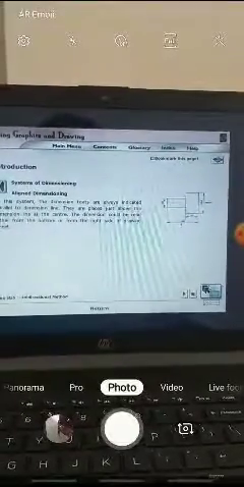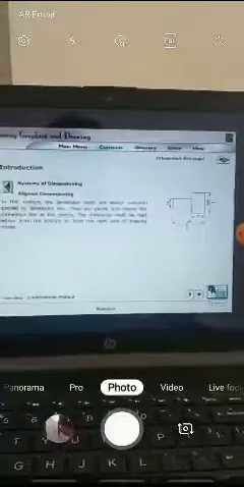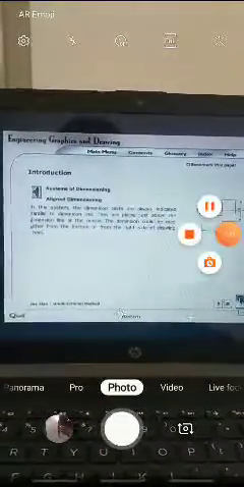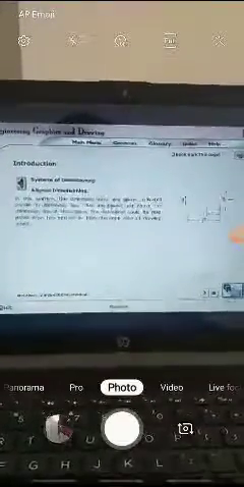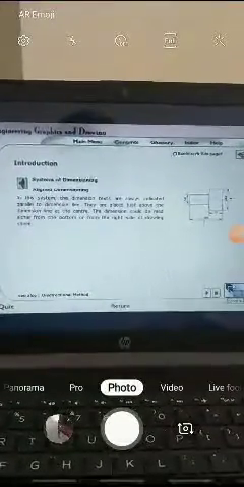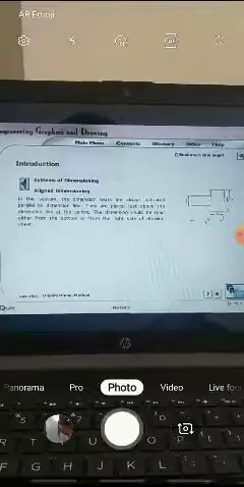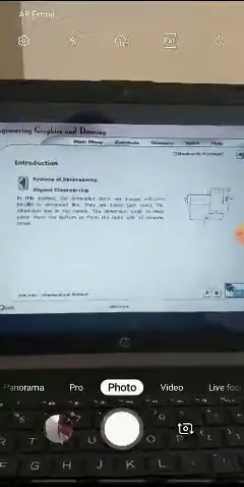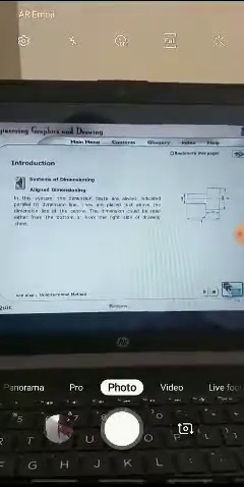Systems of dimensioning. Aligned dimensioning. In this system, the dimension text is always indicated parallel to the dimension line. They are placed just above the dimension line at the center. The dimension can be read either from the bottom or from the right side of the drawing sheet.